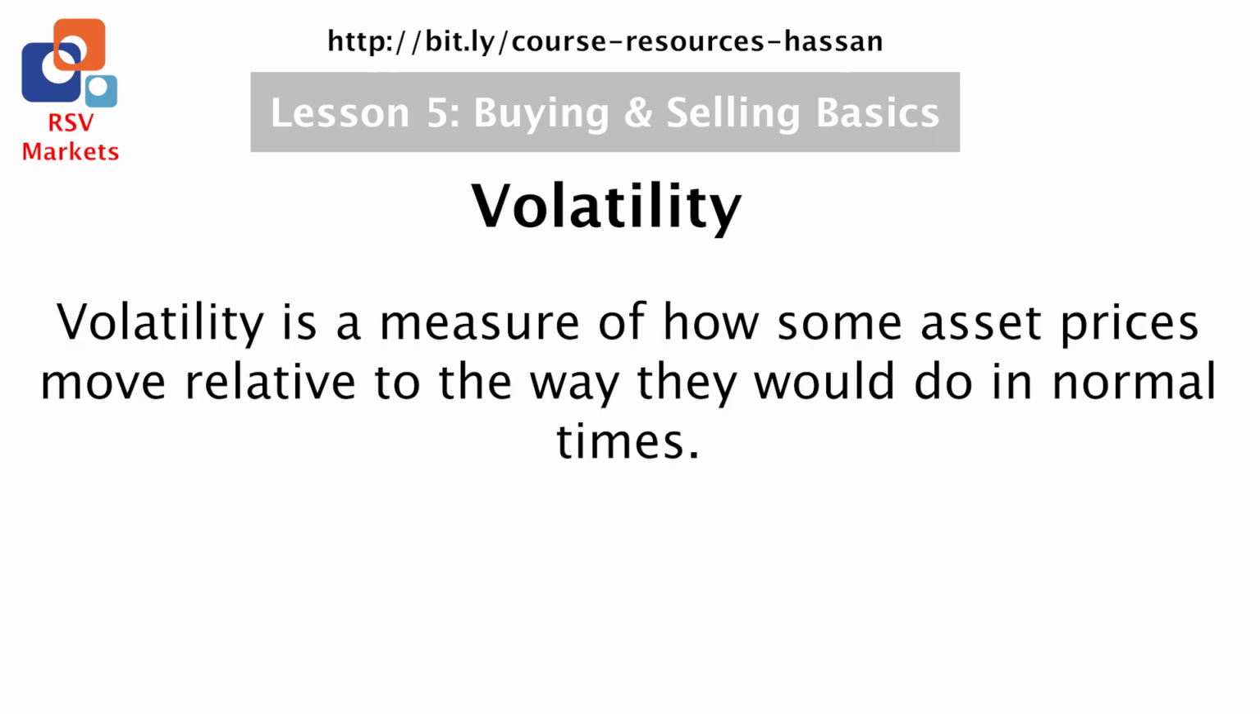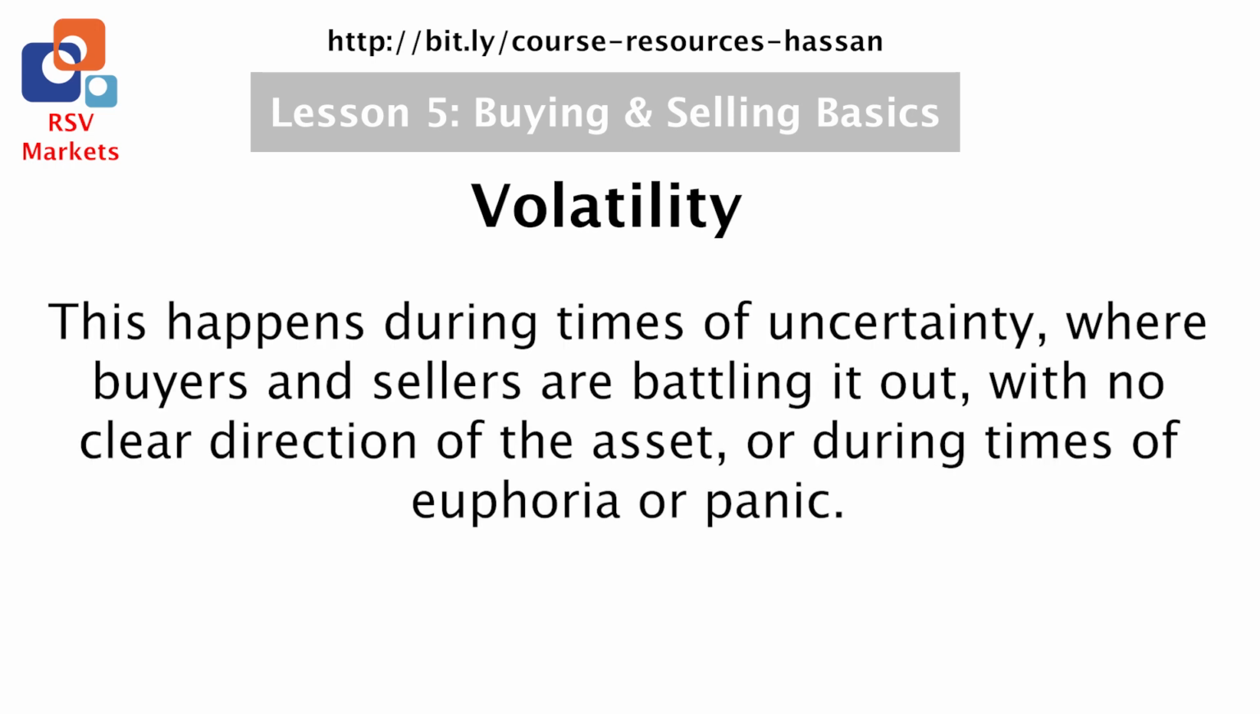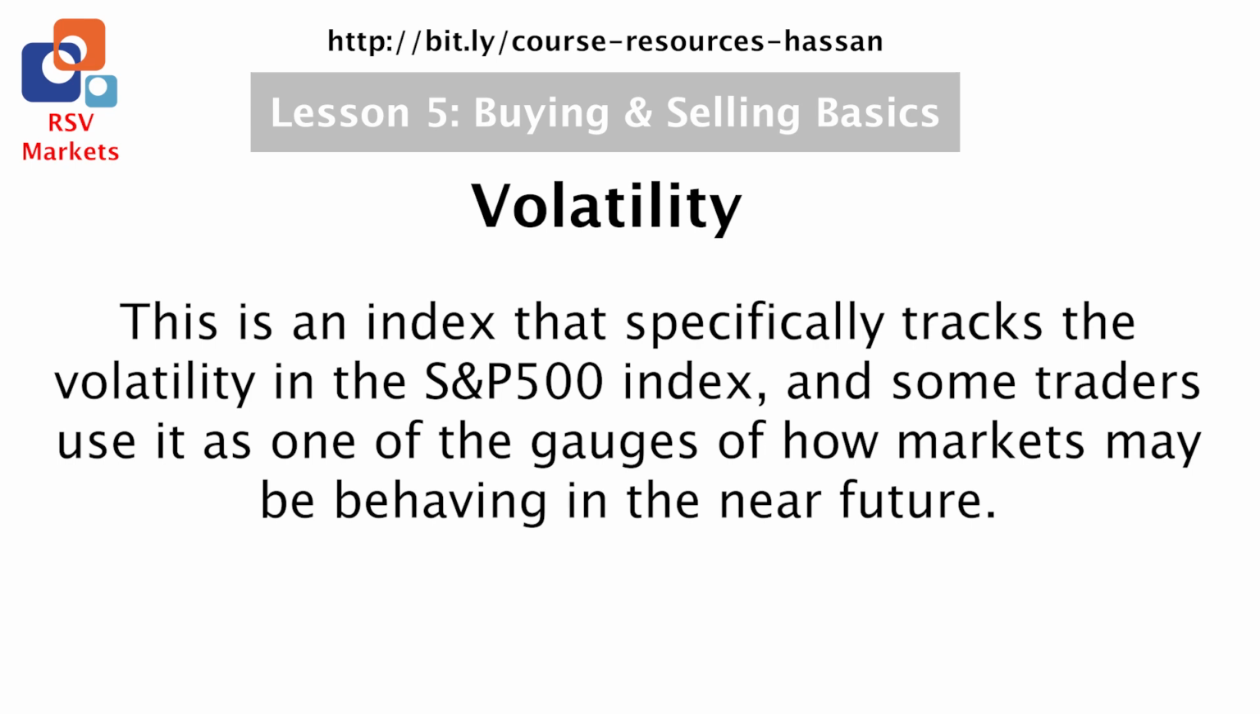Volatility. Volatility is a measure of how some asset prices move relative to the way they would do in normal times. For example, high volatility means that price tends to move in quite a wide range, wider than it would normally trade in. This happens during times of uncertainty where buyers and sellers are battling it out with no clear direction of the asset, or during times of euphoria or panic. One famous and important measure of market volatility is the S&P 500 Volatility Index, or what is also known as VIX. This is an index that specifically tracks the volatility in the S&P 500 index, and some traders use it as one of the gauges of how markets may be behaving in the near future.